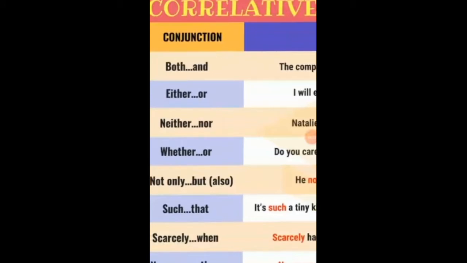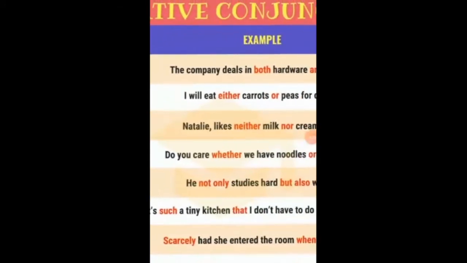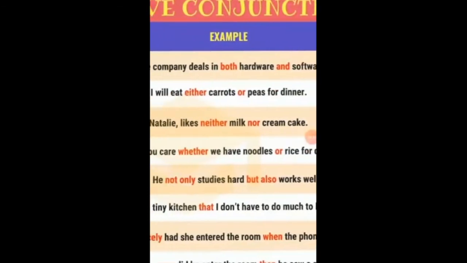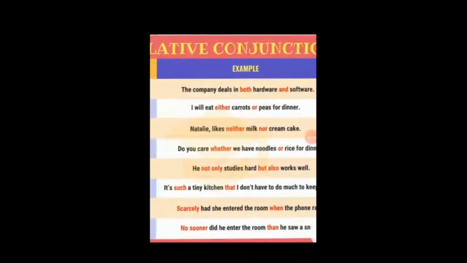Next one is either or. How can it be used in a sentence? I will eat either carrots or peas for dinner. So it is in an affirmative and a positive sense that either you can eat carrots or peas. So it shows the choice of dish.